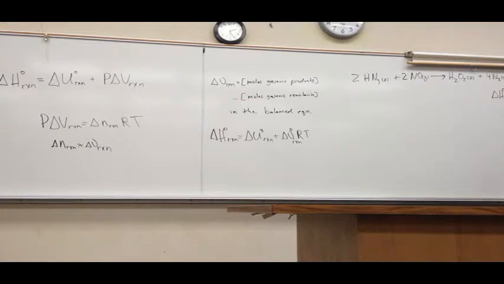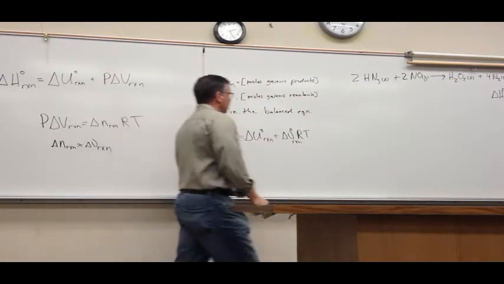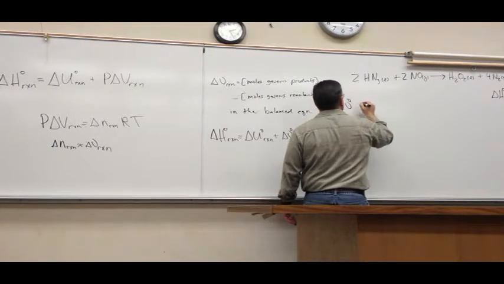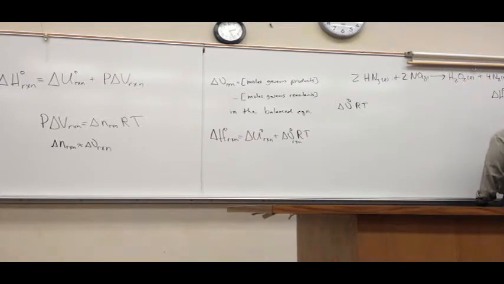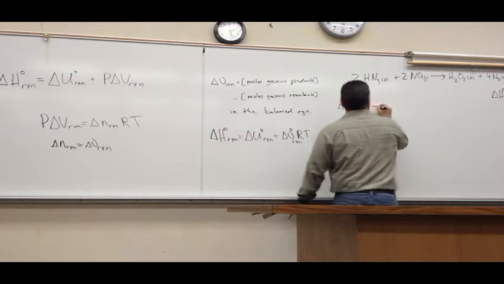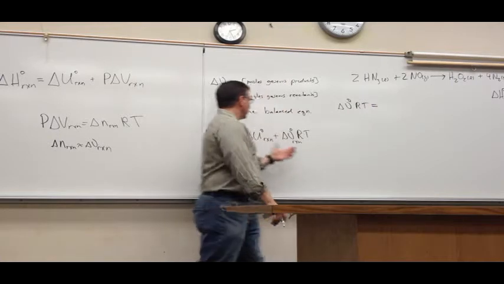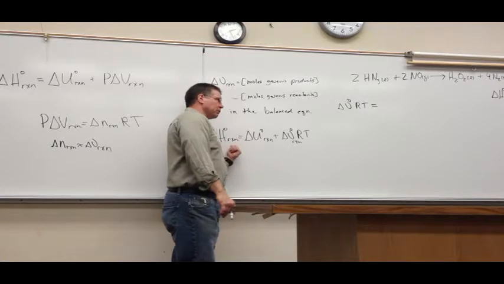So, for example, the reaction of hydroxylamine with nitrogen monoxide to make hydrogen peroxide and nitrogen gas. The change in enthalpy for that reaction is negative 96.3 kilojoules, as written, and this is at 25 Celsius. What I'm going to do now is calculate delta nu RT, plug it in here, and see how delta U compares to delta H.